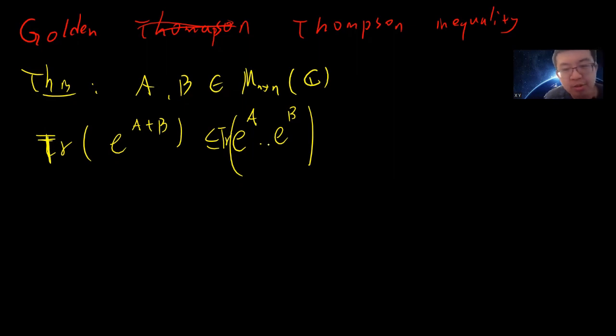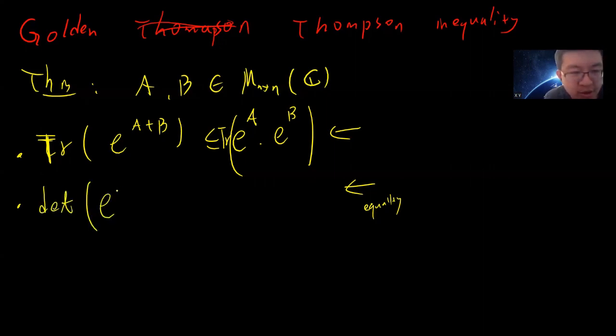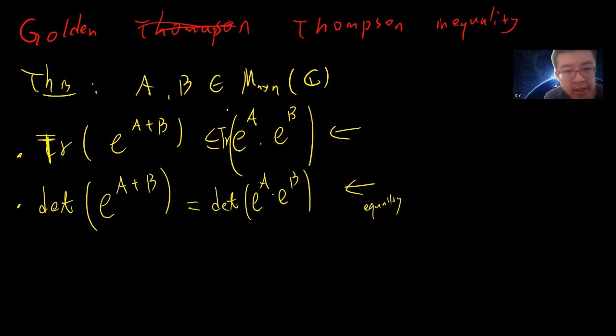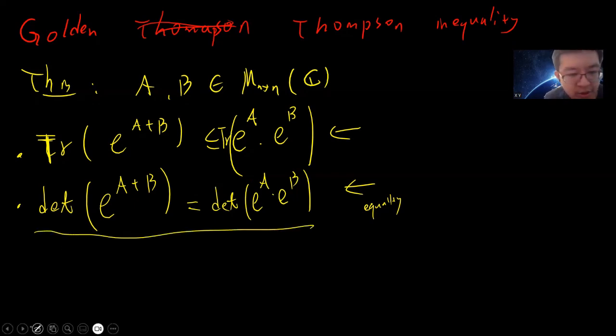Notice that this is an inequality, and there is another equality that I recently proved in the last video, but there's a mistake. It's basically that the determinant of the exponential of A plus B is the same as the determinant of the product. This one is simple. Let me quickly say the reason, since the one I proved last time is incorrect.